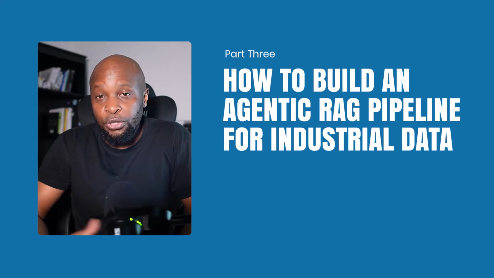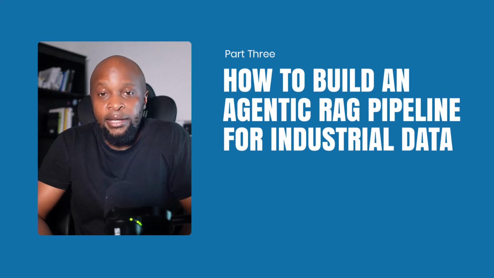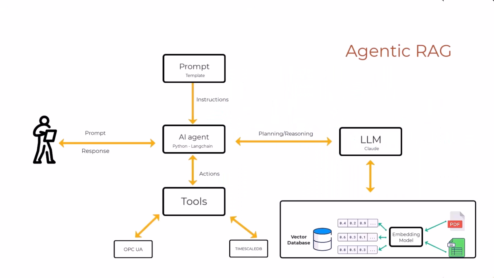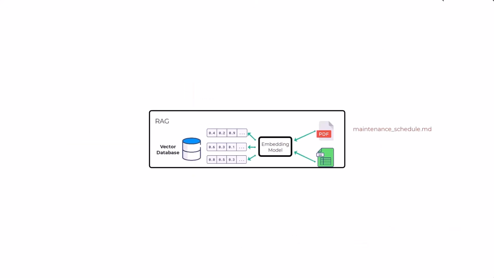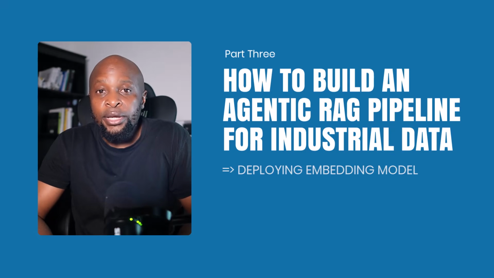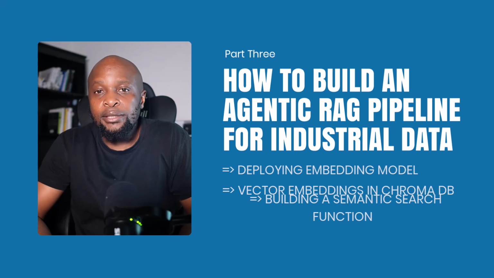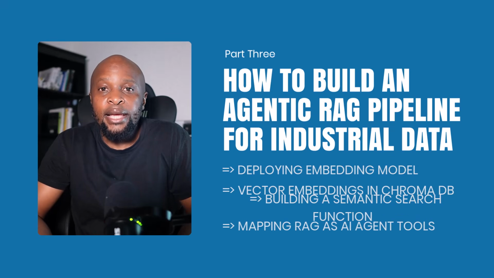In part 3, I'll show you how to build an Agentic RAG or Retrieval Augmented Generation pipeline for industrial data. This means extending the AI agent we built in the earlier parts to include unstructured data sources like maintenance documents into its reasoning process. I'll walk you through deploying an embedding model at the edge, storing vector embeddings of your documents in a Chroma vector database, building a semantic search function, and exposing these embeddings as additional tools your AI agent can use for richer context-aware responses.